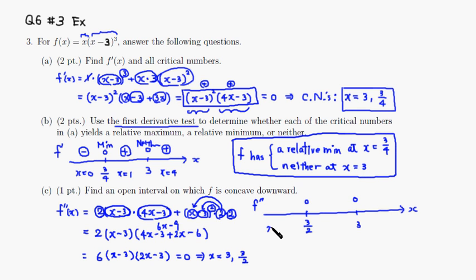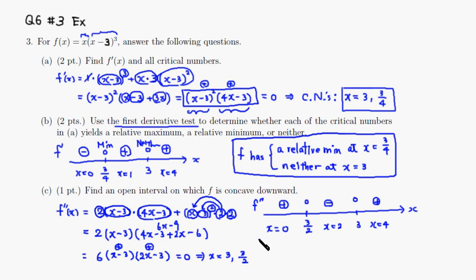Right, try anything smaller than 3 halves, so I'll try 0. So you can see that this is going to be negative, this is going to be negative. So which means that this is positive. Any number between 1.5 and 3, so I'll probably try 2. Right, 2 minus 3 is still negative. 2 times 2, 4 minus 3 is positive, so this is negative here. Right? So we try something bigger than 3, so I'll try 4, right? 4 minus 3 is positive. 4 times 2, 8 minus 3 is positive, so everything is positive here.